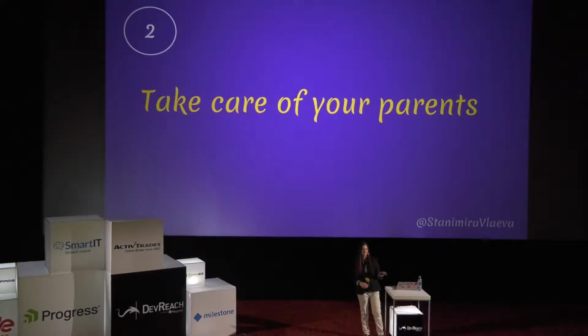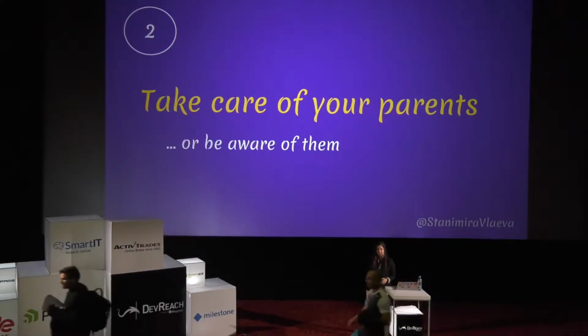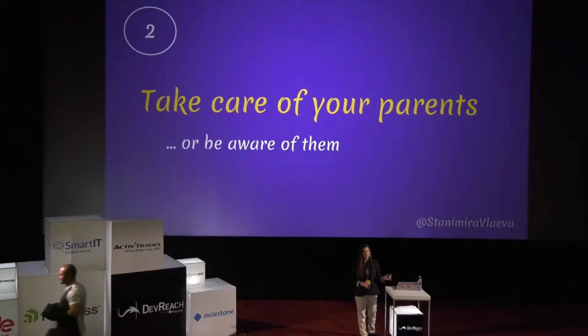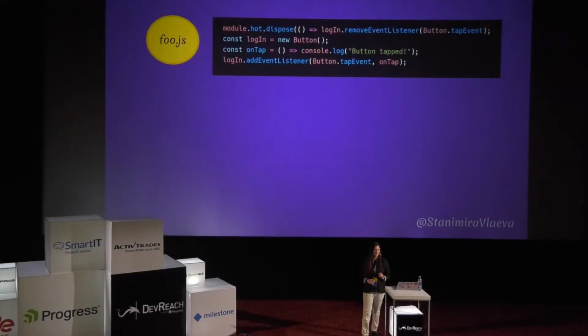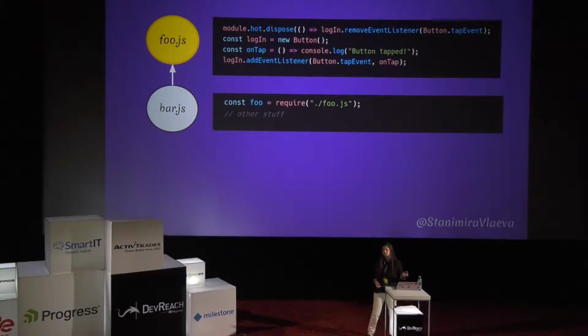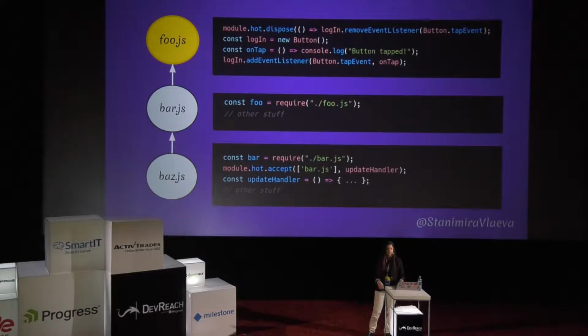So the second thing about how to write reloadable code is to take care of your parents. So how do we do that? Let's see an example again. That's our old code. And we know that there are some other modules that depend on our module. Here we have the bar.js module, which just requires full.js. And we have bash.js, which requires bar.js.